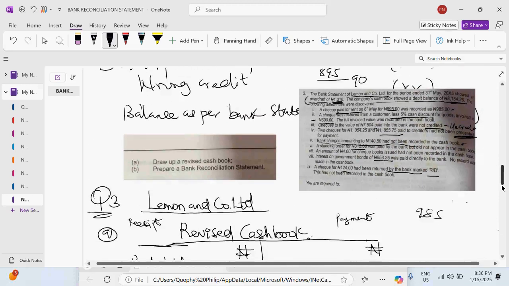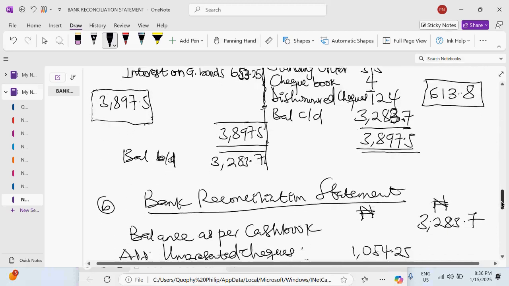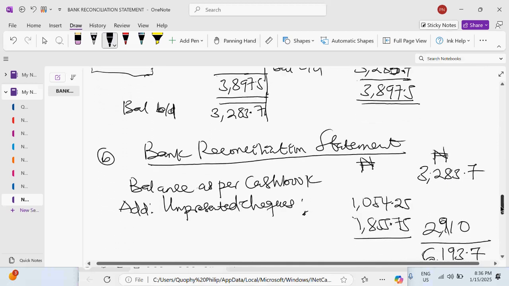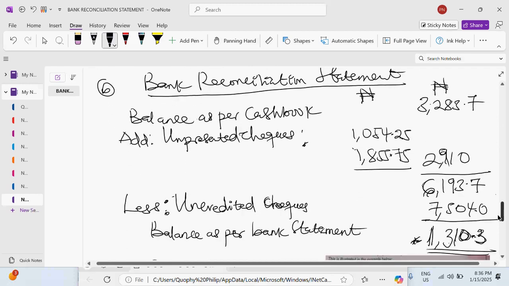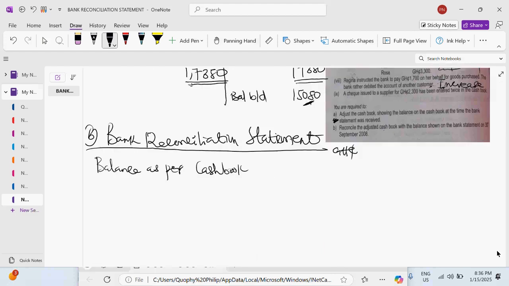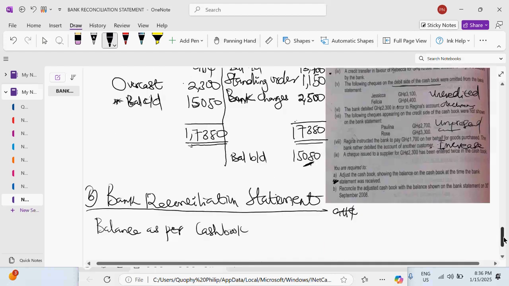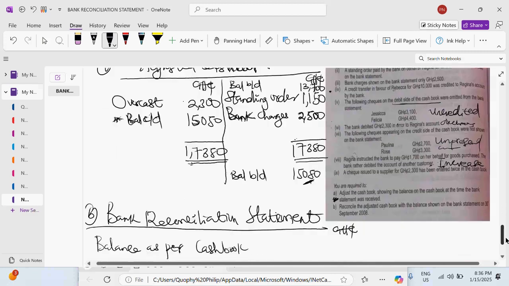So we use that amount as the balance brought down from the previous year, right? But this question didn't give us the balance brought down from the previous year for the cash book. If you get any balance from the previous amount, you can see there's an error with the question.